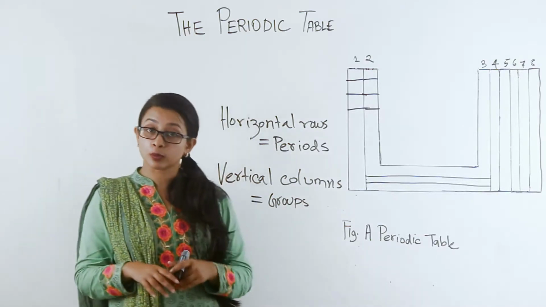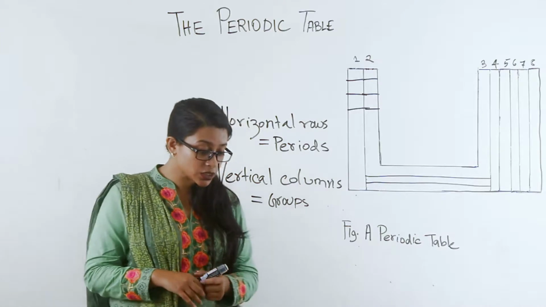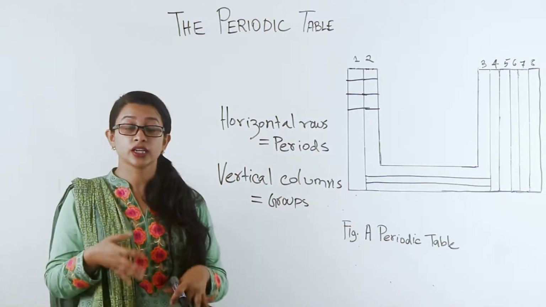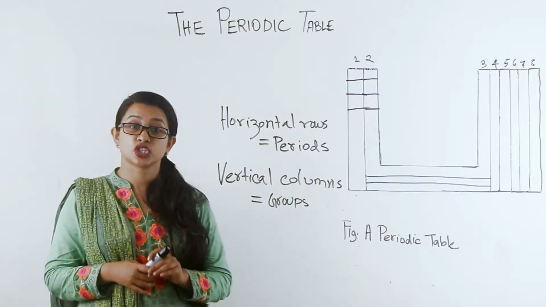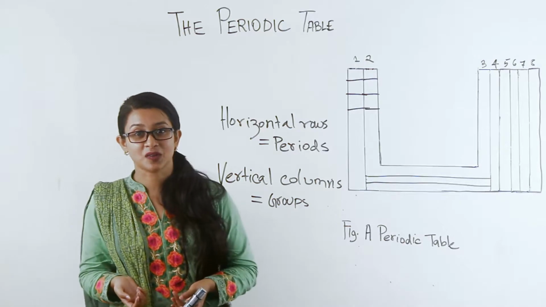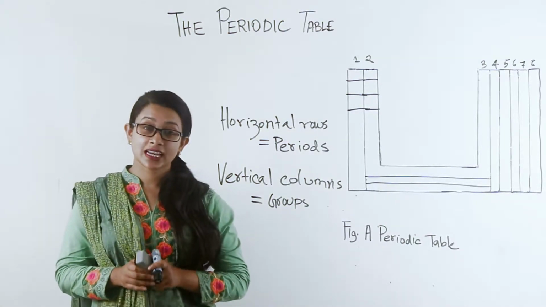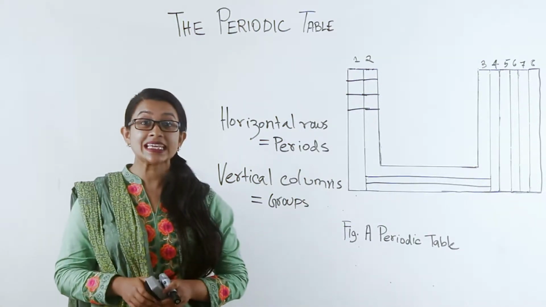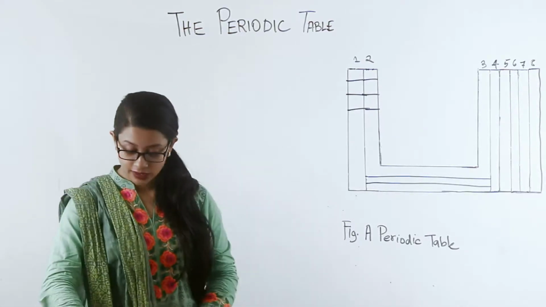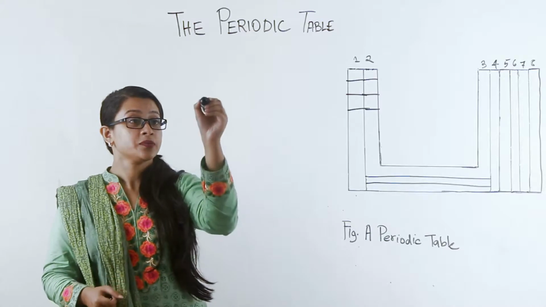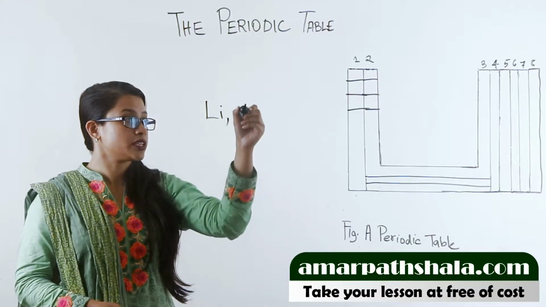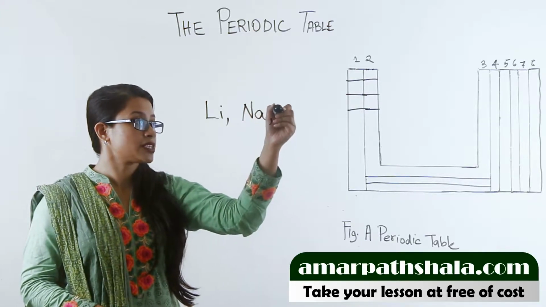So the peculiar thing about group 1 is that each element in group 1 has an outermost shell electron number of 1. Let me show you how. So let's look into 3 elements from the periodic table, each belonging to group 1. These elements would be lithium, sodium, and potassium.